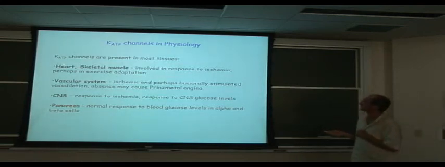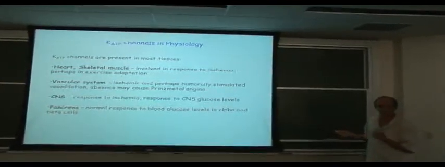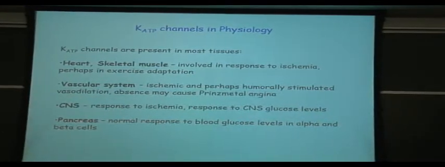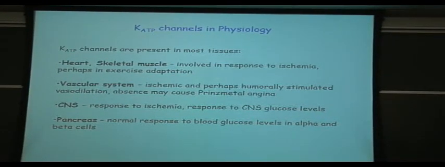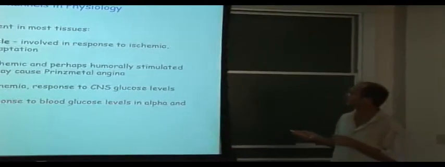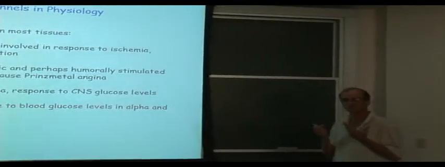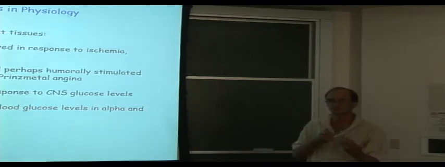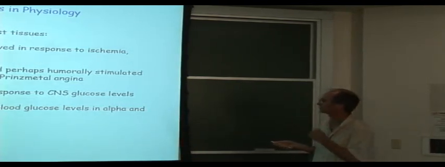Okay, so the main purpose was to talk about KTP channels in physiology and their role in the heart. KTP channels are present in most tissues, including the heart and skeletal muscle. The KRS 6.2 SUR2 combination is involved in the response to ischemia and perhaps in exercise adaptation. These channels are present in the heart at an extremely high density, higher than any other K conductance, and at such a density that if you activated enough of them, you could completely stop the action potential. Teleologically, it only makes sense that they're there for some reason, and that's the question we're going to search.